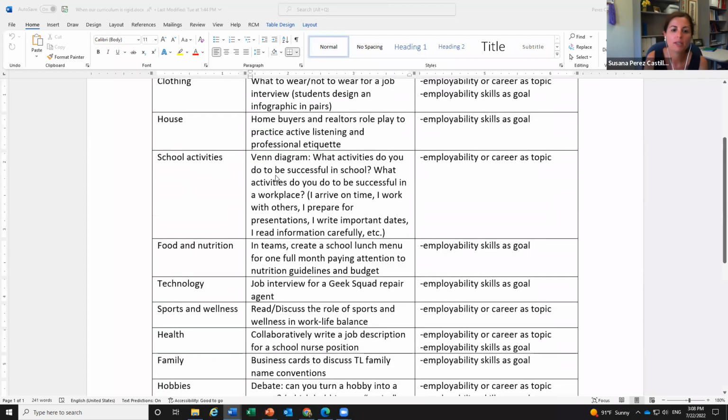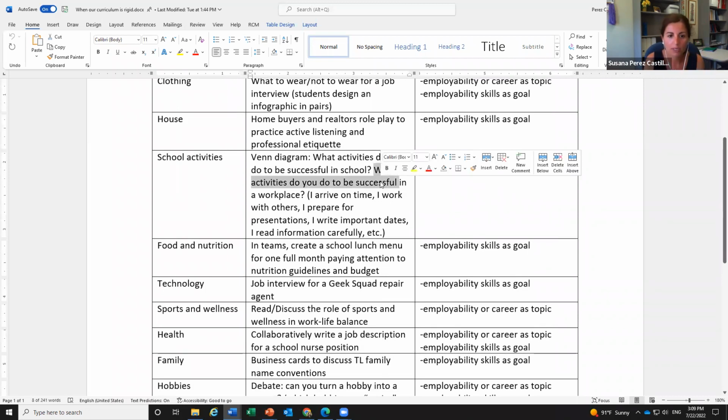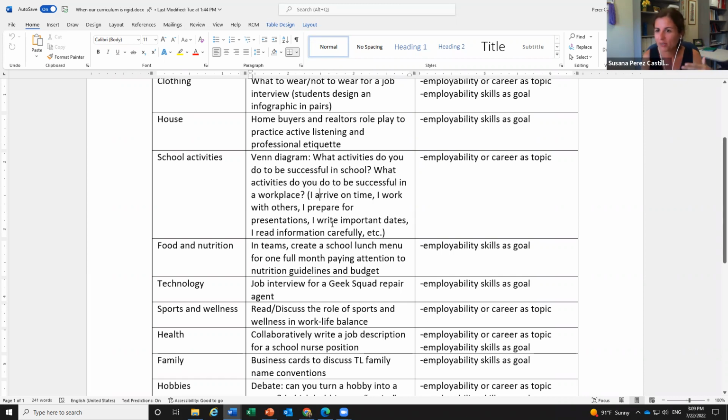Or for school activities, they could create a Venn diagram, where in one circle, they have the activities they do to be successful in school. In another part, they do the activities they do to be successful in a workplace. And then they see the commonalities. And these will be the first semester, like high frequency verbs, that tend to be also the ones that you learn first, right? Arrive, work, prepare, write. For all the languages, we tend to teach those in the first year, right?